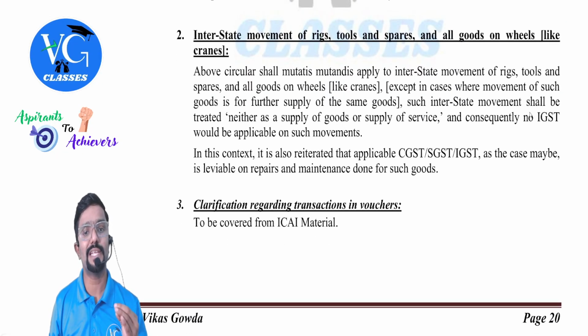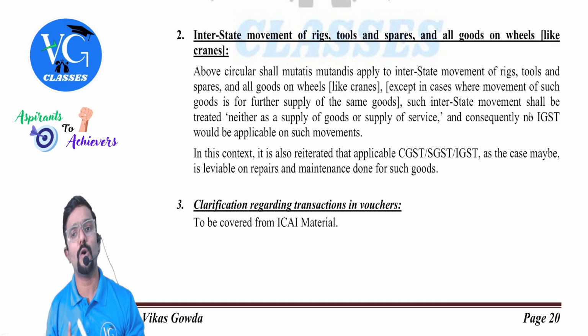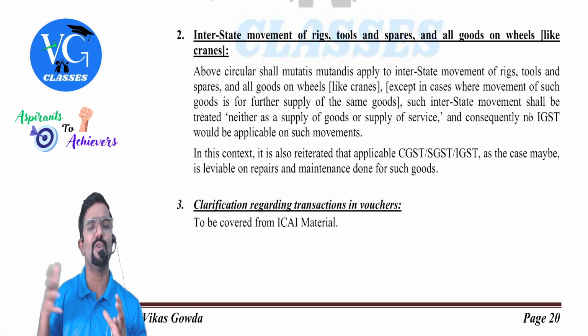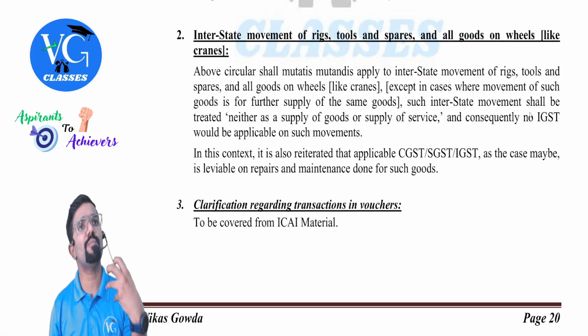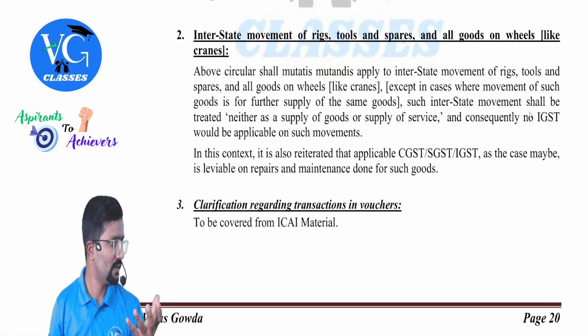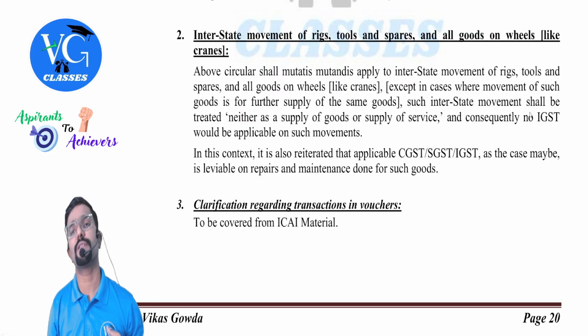Interstate movement of rigs, tools and spares and all goods on wheels like cranes. Sir, what is this rigs, tools and all? Guys, these are the equipments or devices which are used to give shape to the products.